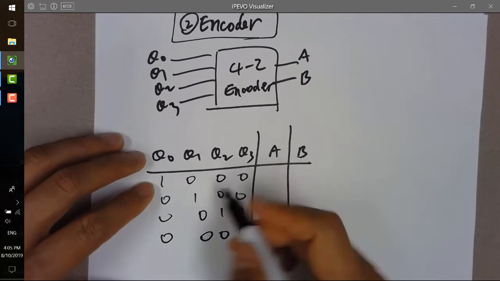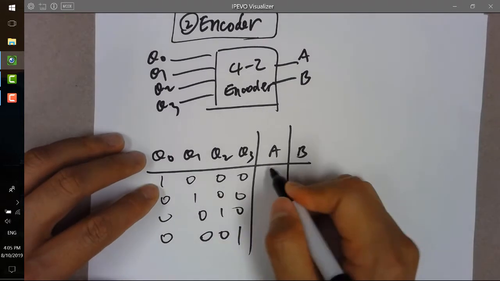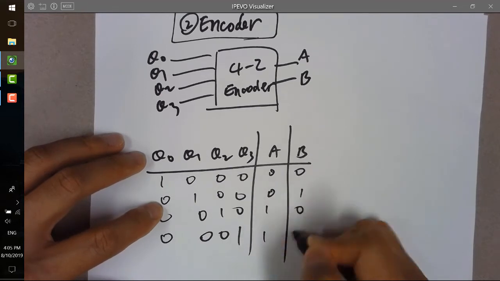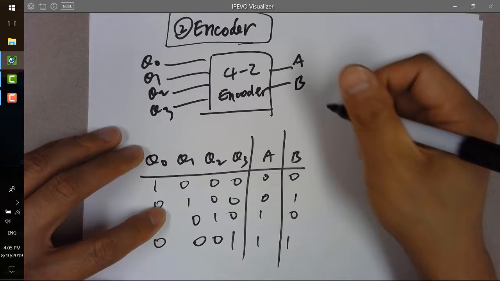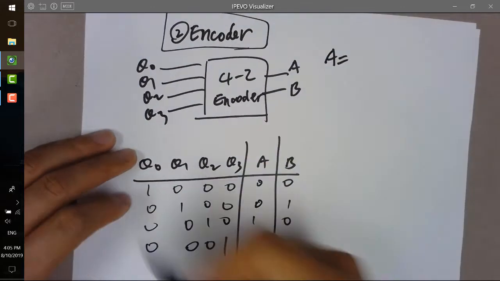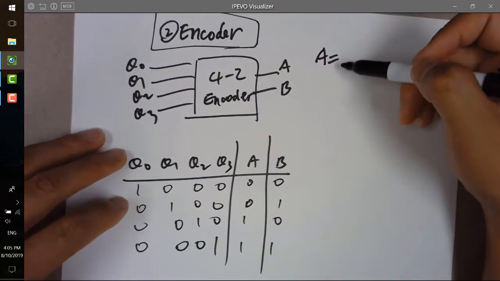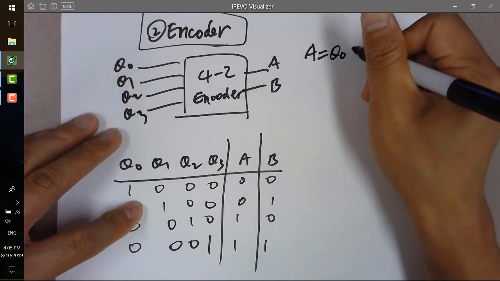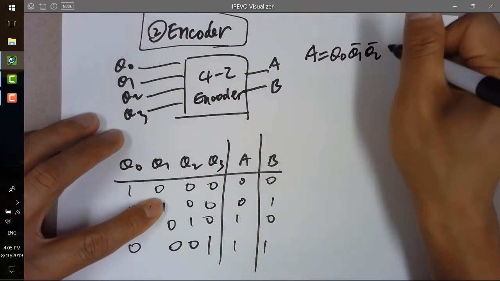Right, and so for this pattern we are getting 0, 0. For this pattern we are getting 0, 1, 1, 0, 1, 1. Okay. Now what is A? For this truth table, what's the logic circuit? What's the logic function for A? So it is Q0, Q1 bar, Q2 bar, Q3 bar.